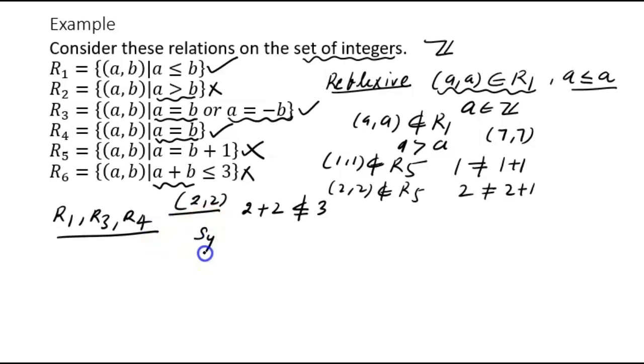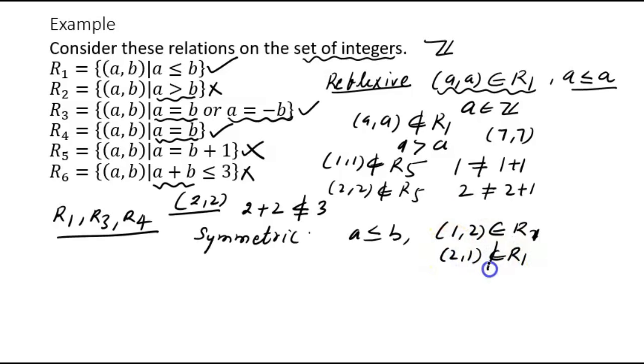Now let us talk about symmetric type. R1 has A comma B where A is less than or equal to B, so it is not symmetric. For example, if I take the element 1 comma 2, then 1 comma 2 is in R1 because 1 is less than or equal to 2, but 2 comma 1 is not in R1, because 2 is not less than or equal to 1. So that is why R1 is not symmetric.